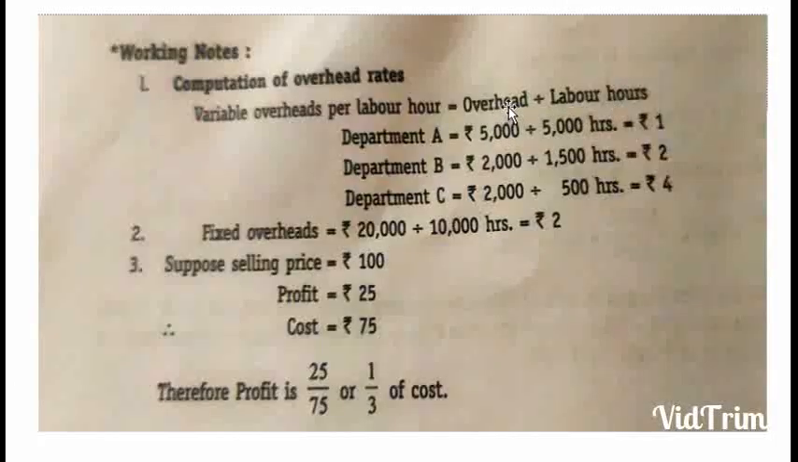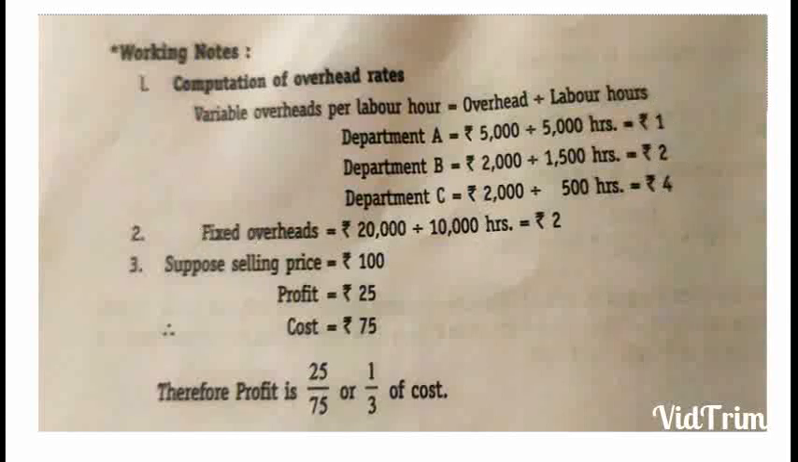So here overhead is how much? 5,000 divided by number of labor hours. So expense is 5,000 divided by 5,000 hours will give you rupees 1 for 1 labor hour. For department B, which is 2,000, is your money spent for 1,500 labor hours. So for 1 labor hour, how much is it? Rupees 2. So department C, 2,000 for 500 labor hours. So for 1 labor hour, how much is it? 2,000 divided by 500 hours will give you rupees 4. So this is for per labor hours.